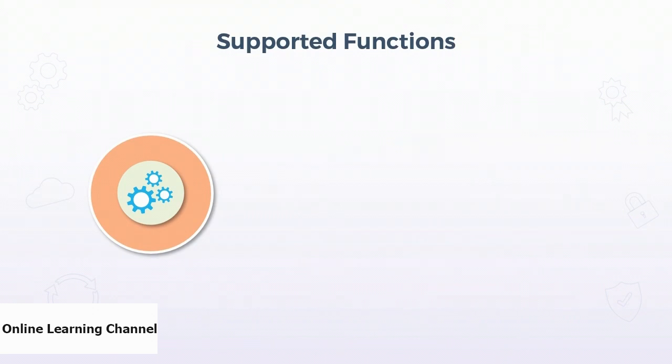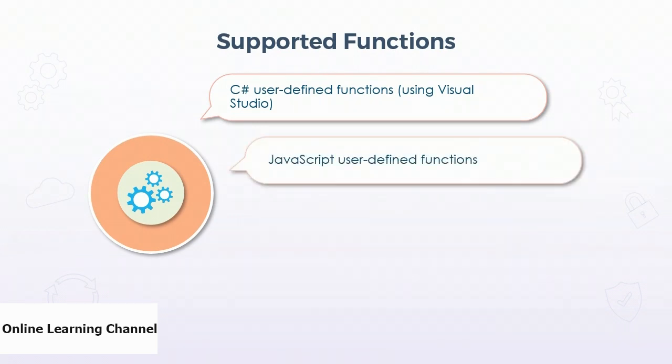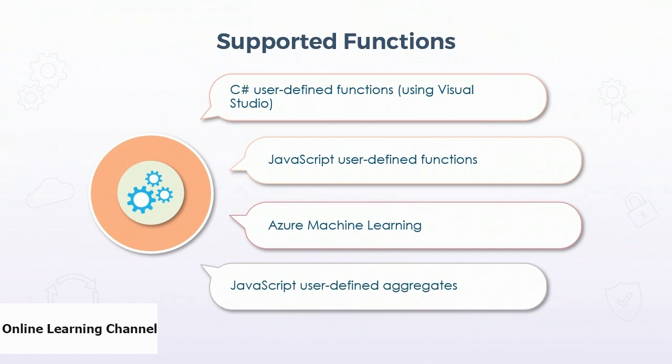Four user-defined function types are supported by Azure Stream Analytics. C# user-defined functions can be written and tested in Visual Studio. JavaScript user-defined functions take advantage of JavaScript's functionality to perform custom functioning on stream values. Azure Machine Learning can be integrated as a user-defined function, and JavaScript also has user-defined aggregates, which are functions specifically templated to deal with aggregating stream data based on time windows.